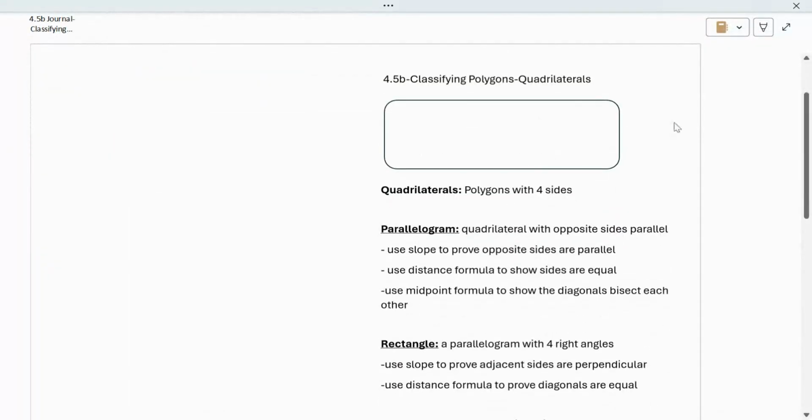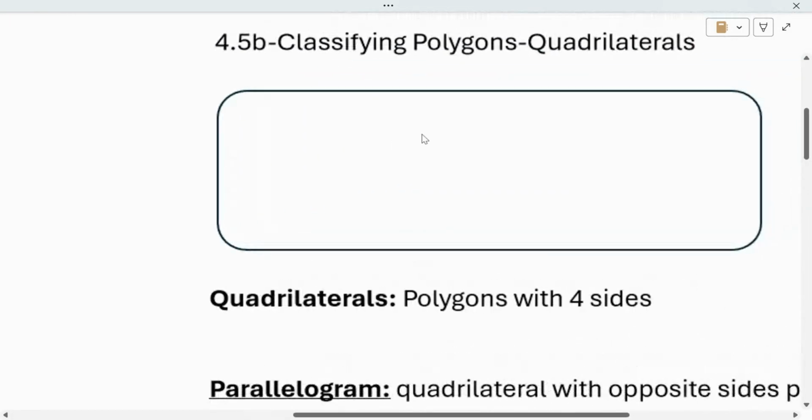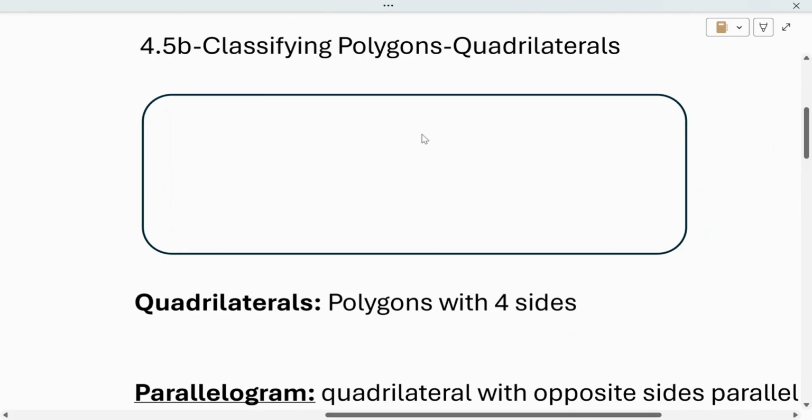All right. So today we are classifying polygons again, but we're classifying quadrilaterals. Let's start off with our I can statement.